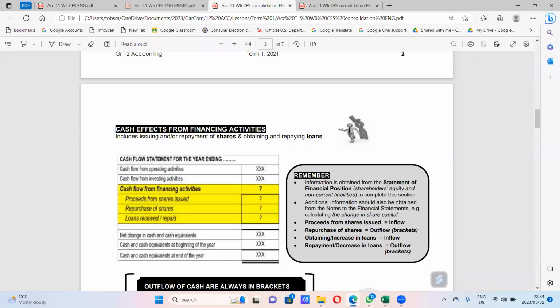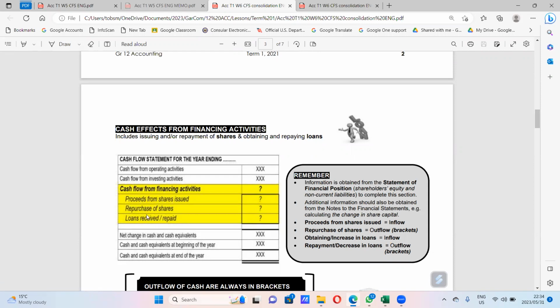Hi, everyone, again. So now we are doing cash flow from financing activities. How do you finance a business? There are two ways: either you sell shares or you take out a loan. So that's what financing activities is about.